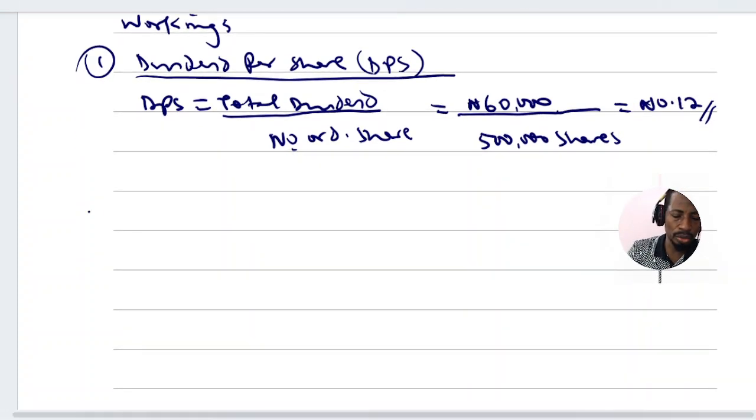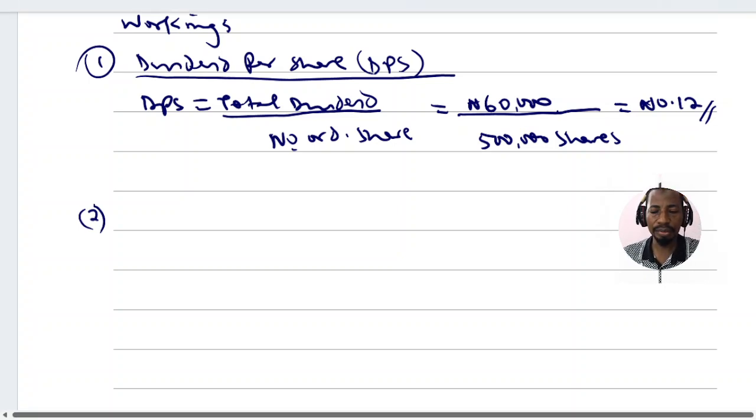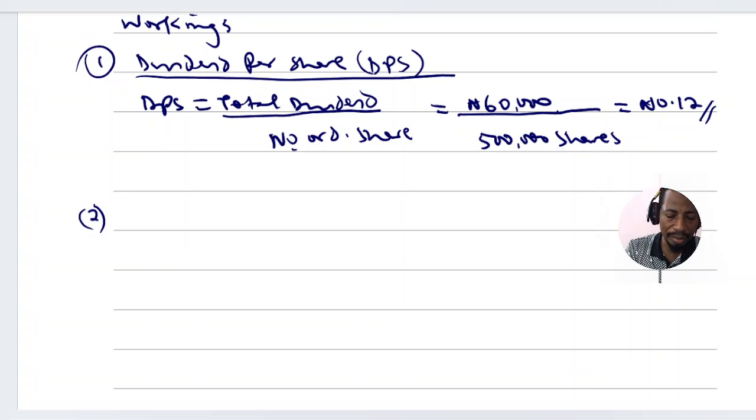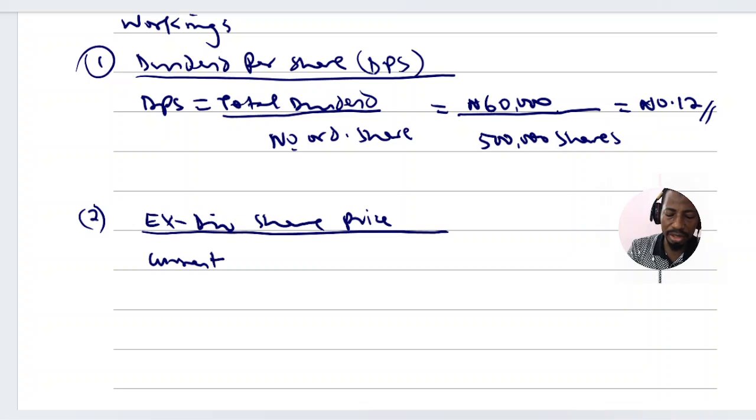Then the number 2 working that we are going to do: according to the question, the share price given to us is cum div. So we need to convert the cum div to ex-div share price. So I would then say ex-div share price. Let me rewrite that. The cum div share price according to the question is 1 naira 17 kobo.